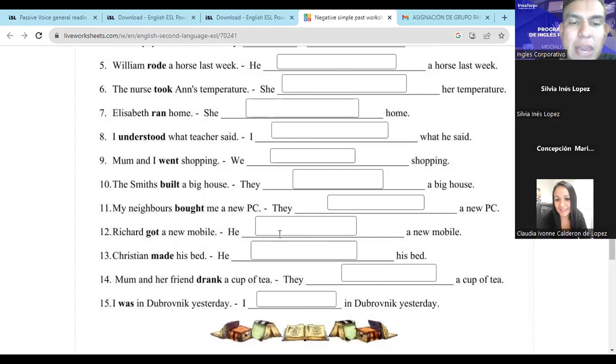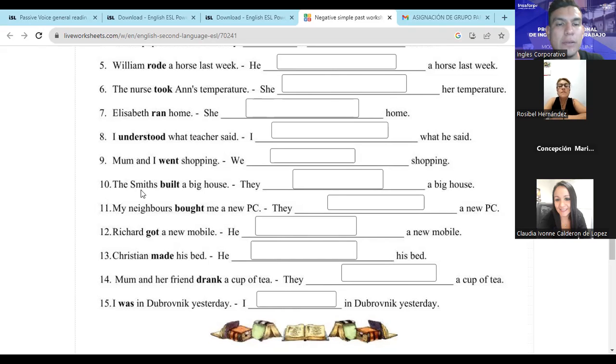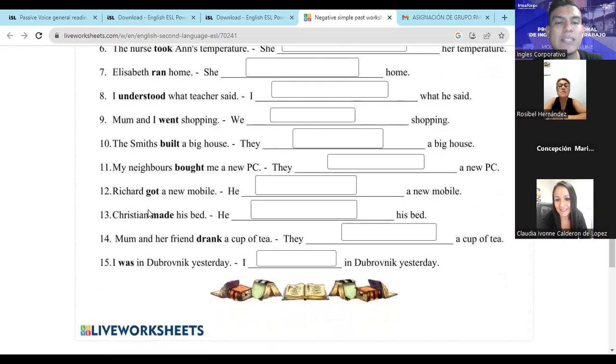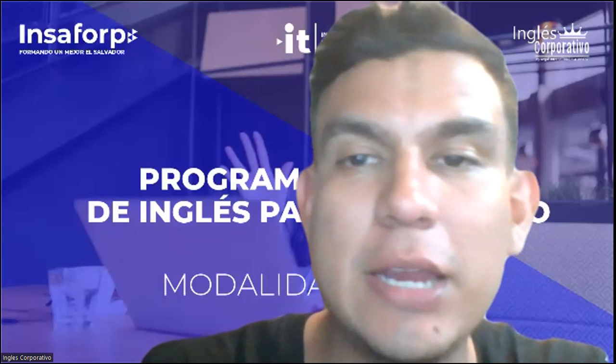Okay. Christian made his bed. Christian didn't make. Excellent. Mom and her friend drank. They didn't drink. Excellent. I was in Tubro Pink. I wasn't. Very good. Excellent. Muy bien. Okay, let's study.